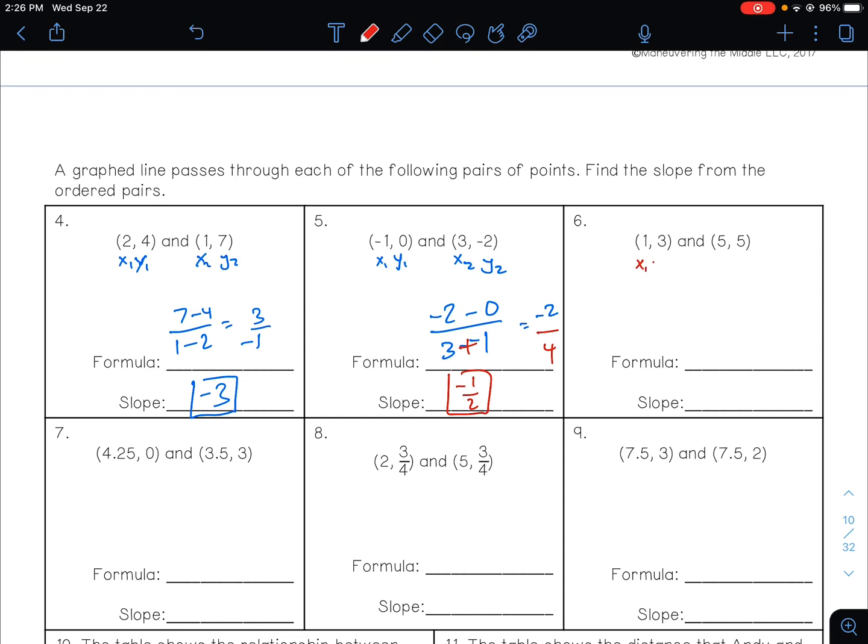So this is x1, y1, x2, y2. So y2 is 5, y1 is 3, x2 is 5, x1 is 1. What is that? 5 minus 3 is 2, 5 minus 1 is 4. I can simplify that. That's just 1/2.